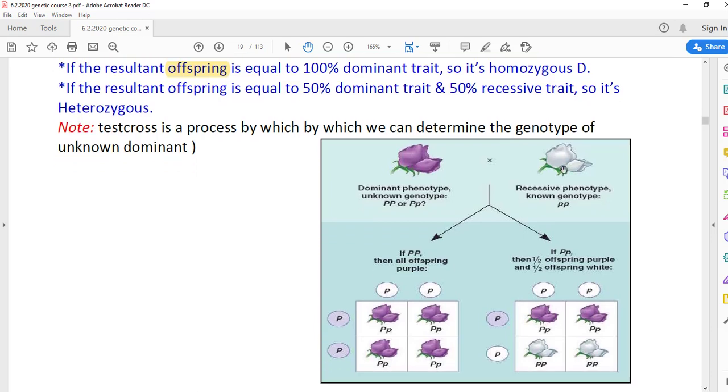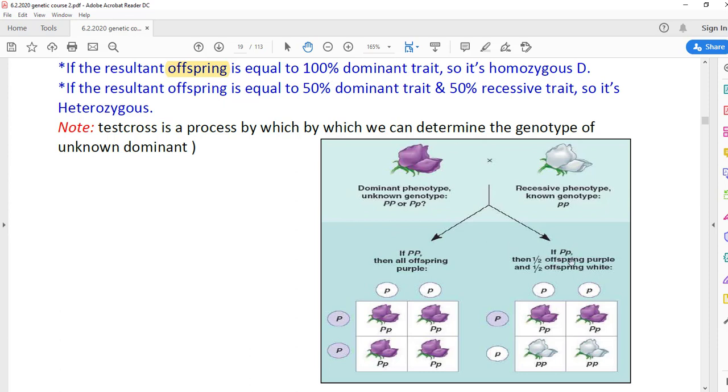For example, see this figure. This is the recessive trait that has the p small known genotype. This is the purple, unknown genotype, the dominant phenotype but unknown genotype, either P capital P capital or P capital P small. We cross this unknown genotype with the recessive trait. It may produce 100% P capital, all are purple. P capital crossed with P small, all are produced P capital P small, so all are purple. So the dominant unknown genotype must be pure because 100% is dominant trait.